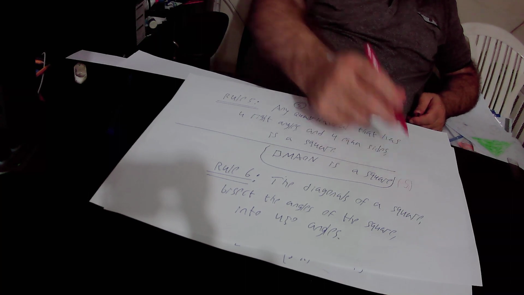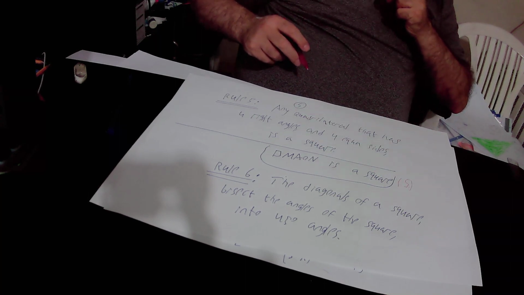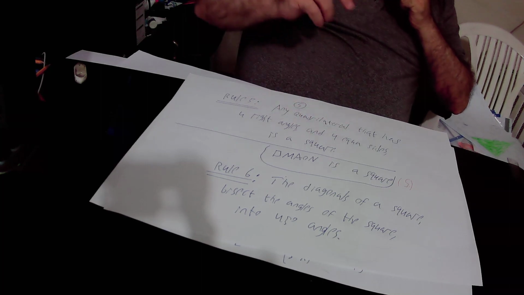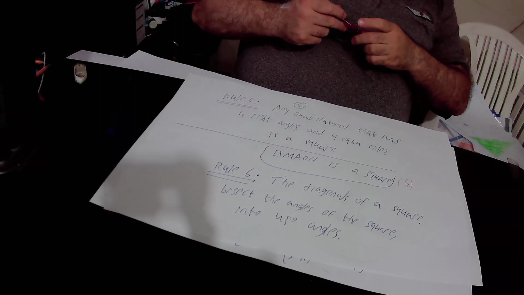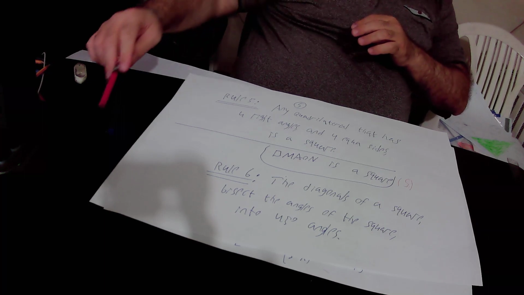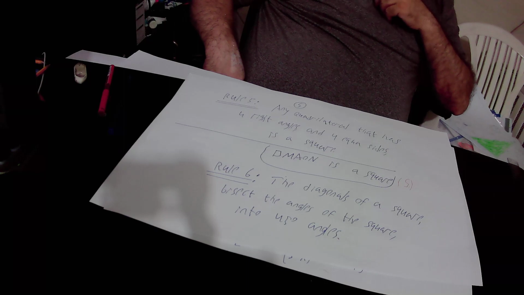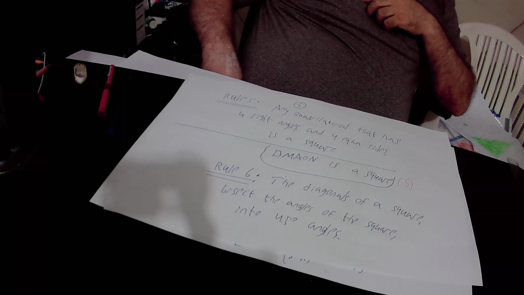According to rule number 5, quadrilateral MOAN is a square. And we also have rule number 6. According to rule number 6, the diagonals of a square bisect the angles of the square into 45 degree angles.